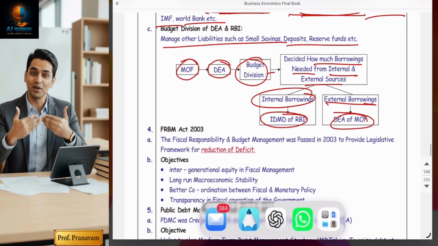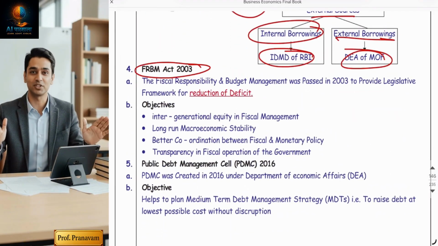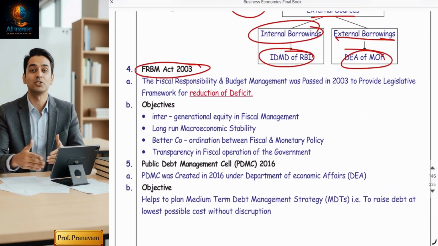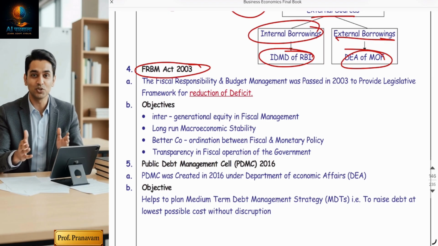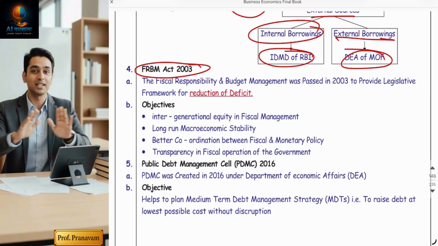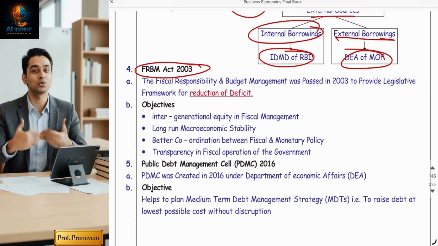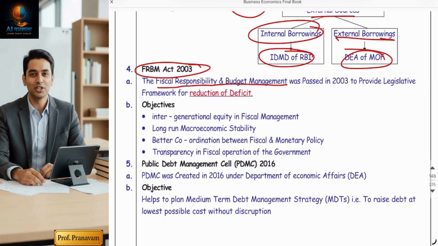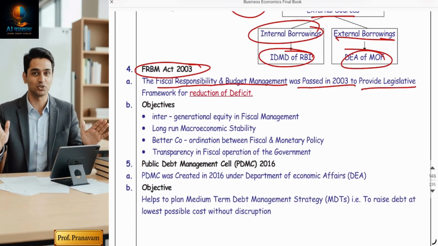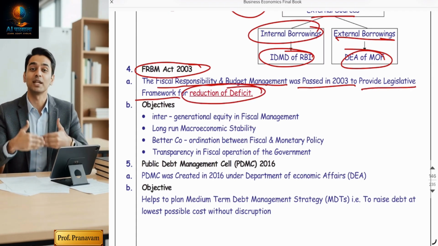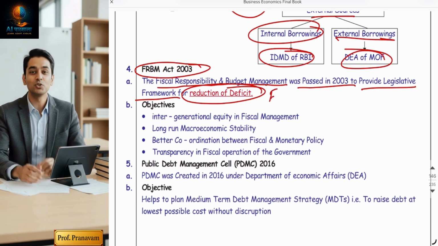Now the next topic in public debt management is the FRBM Act. Guys, just managing debt is not the solution. The government should control unproductive expenditures, and productive expenditure should be optimized for maximum growth. To reduce the fiscal deficits of past years, one act was introduced, that is the FRBM Act 2003. The full form of FRBM is Fiscal Responsibility and Budget Management. The act was passed in 2003 to provide a legislative framework for the reduction of deficit. Now, when I say deficit, which deficit?